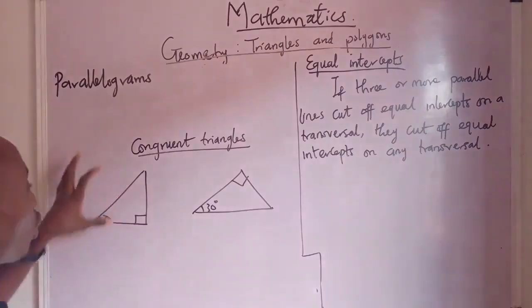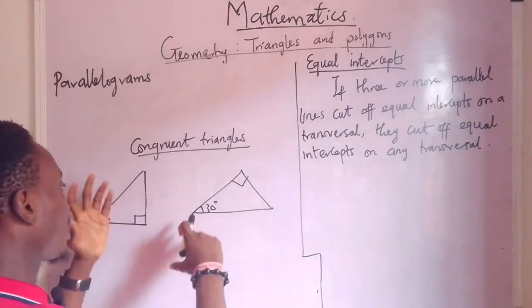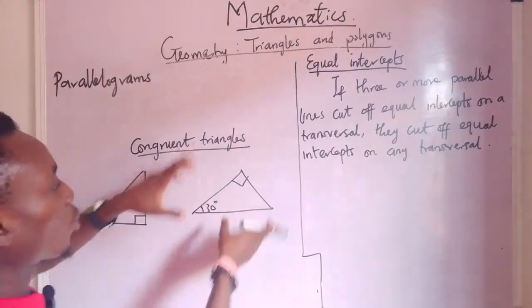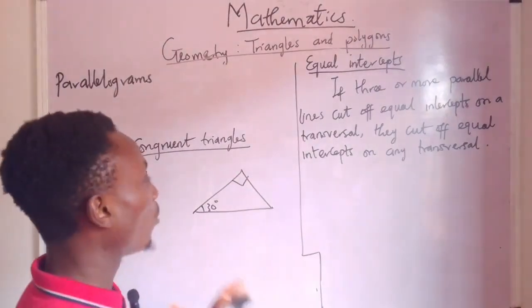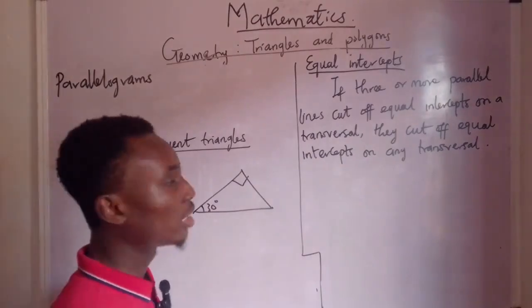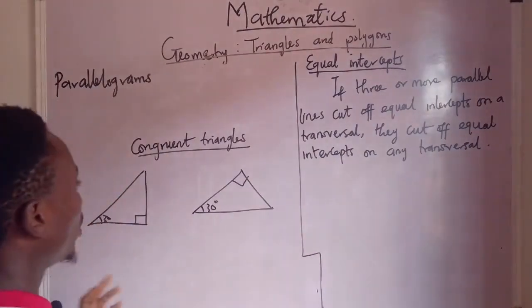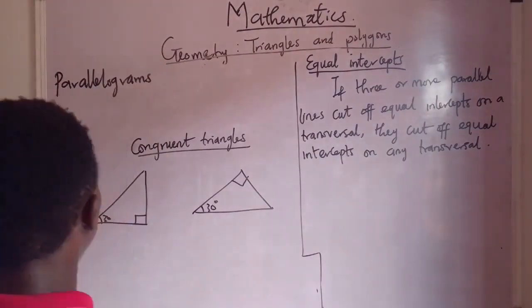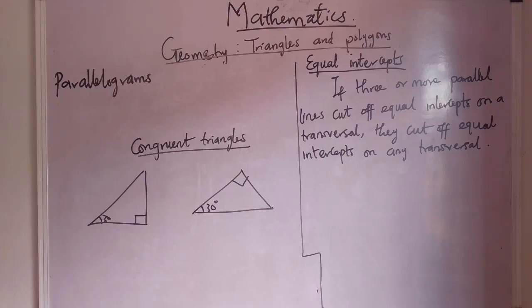They are congruent. So whether this one is standing, this one is falling, or this one is bent toward this direction, it doesn't really matter. What is more important is that they both have the same size and shape, irrespective of the positioning. Now let's talk about parallelograms very quickly.